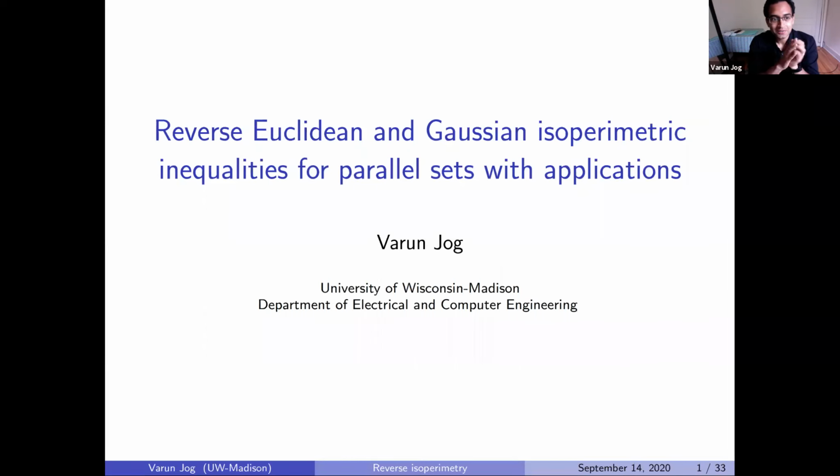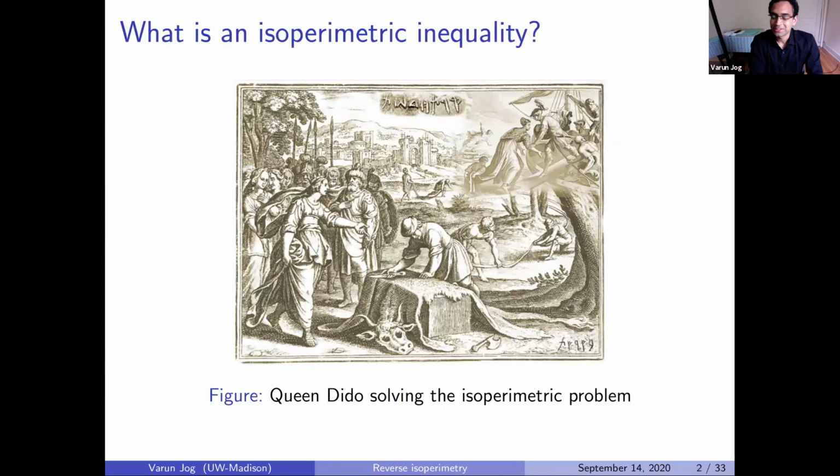The title of my talk is Reverse Euclidean and Gaussian Isoperimetric Inequalities for Parallel Sets with Applications. To start with, what is an isoperimetric inequality? Turns out that this question has roots in mythical tales.